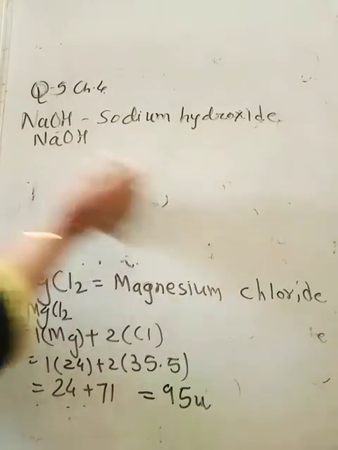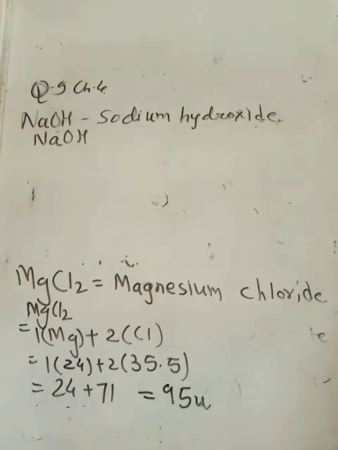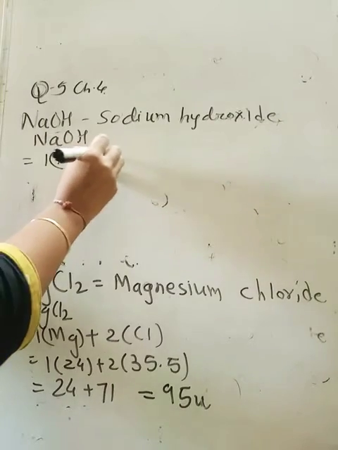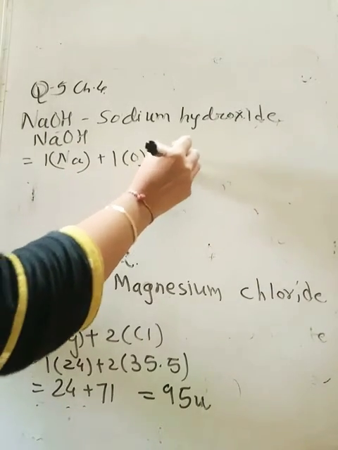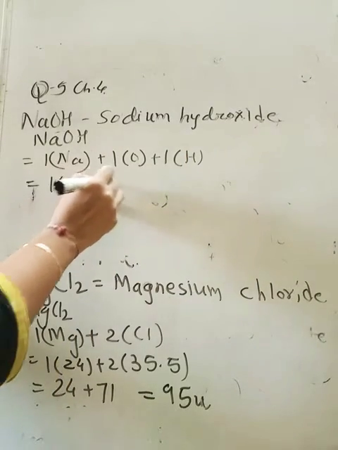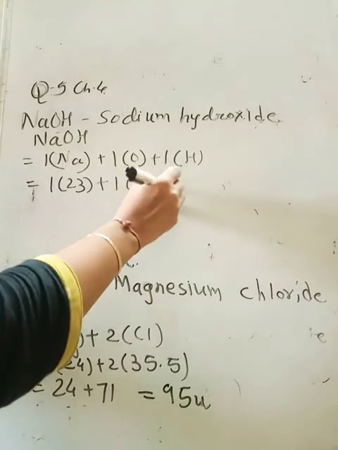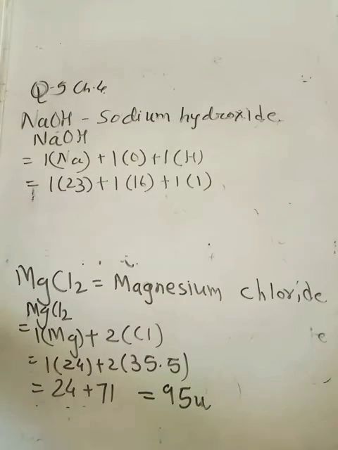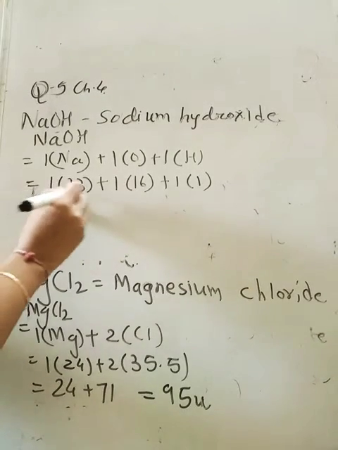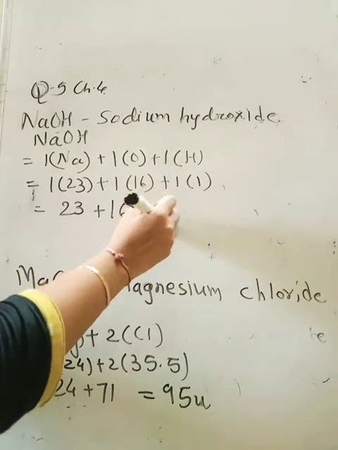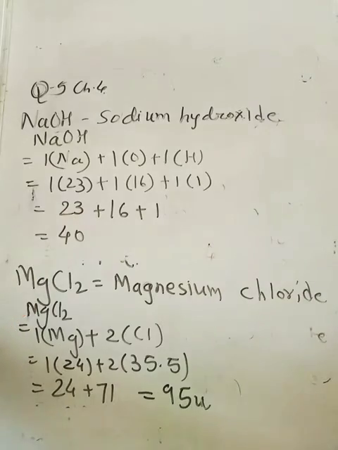23. Let's do that. So we are going to have 1 sodium plus 1 oxygen plus 1 hydrogen. Sodium is 23 plus oxygen is 16 plus hydrogen is 1. So 1 into 23 is 23. 1 into 16 is 16. And 1 into 1 is 1. So the answer comes out to be 40 Dalton.